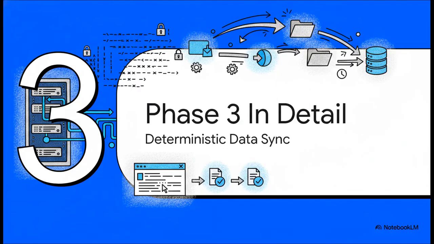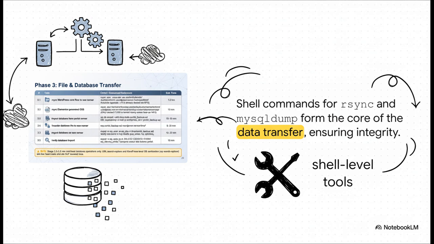Okay, now we're at the absolute heart of the operation, moving the data itself. This is where we break out the shell-level commands to sync all the files and the database with total precision, speed, and integrity. And right here, you can see the two workhorses of our migration. We're using rsync with some specific flags to efficiently sync all the WordPress files. And then we use mysqldump to create a perfect, consistent snapshot of the database. These commands are totally transparent, you can audit them, and most importantly, they completely bypass those crippling PHP limits we talked about.